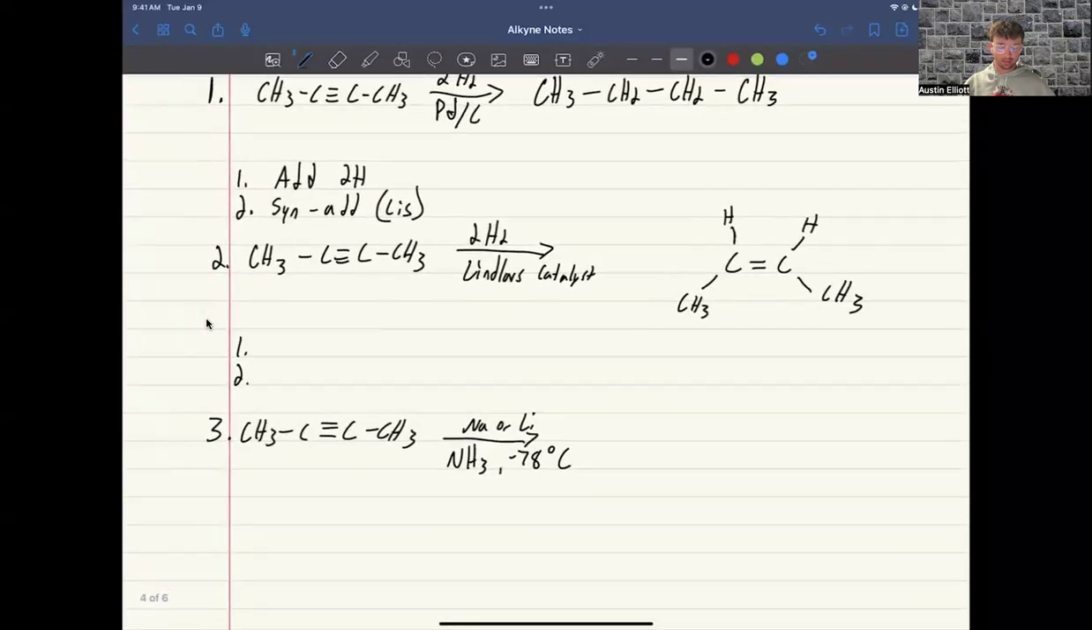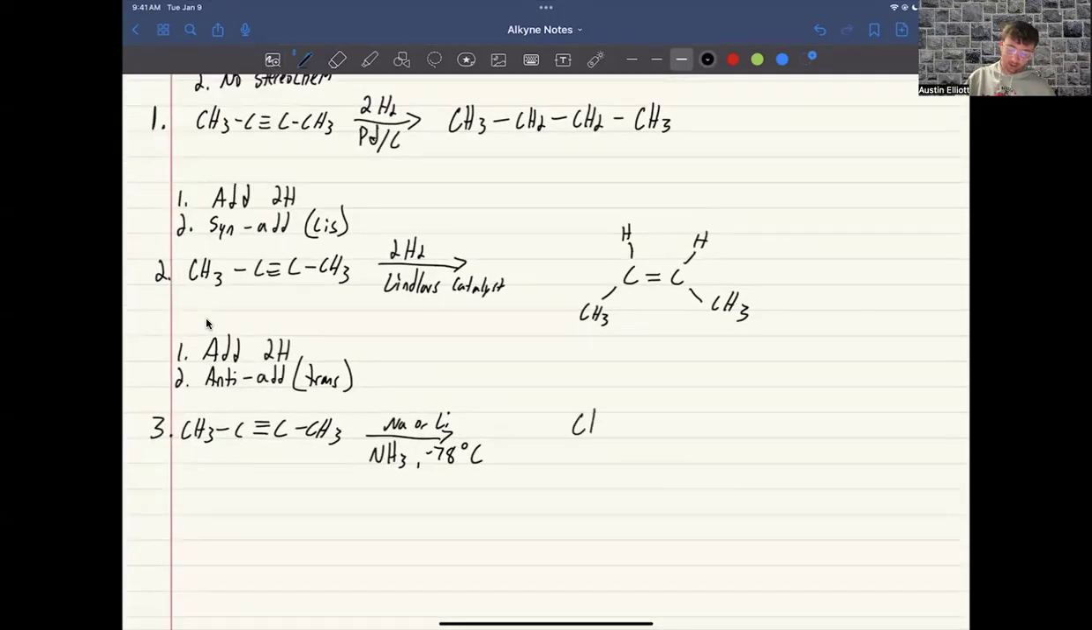Now our next one, using these ions, sodium or lithium, actually adds the exact same thing, two hydrogens, but instead of adding syn, it has anti-addition, or trans addition.